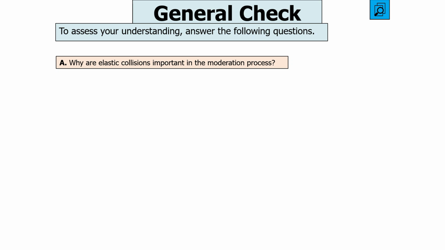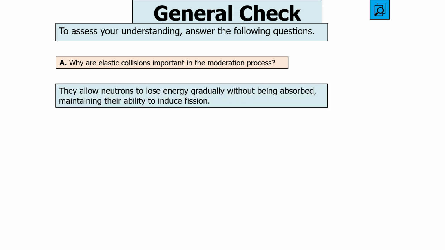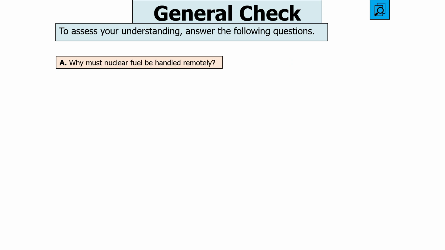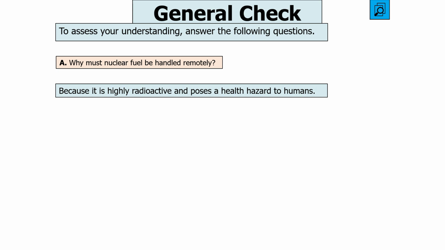Why are elastic collisions important in the moderation process? They allow neutrons to lose energy gradually without being absorbed, maintaining their ability to induce fission. Why must nuclear fuel be handled remotely? Because it's highly radioactive and therefore poses a health hazard to humans.